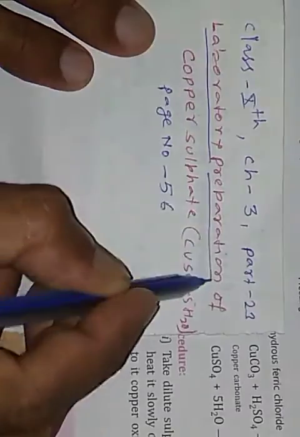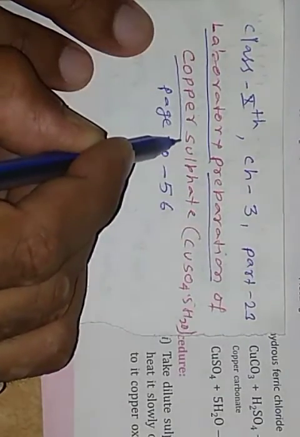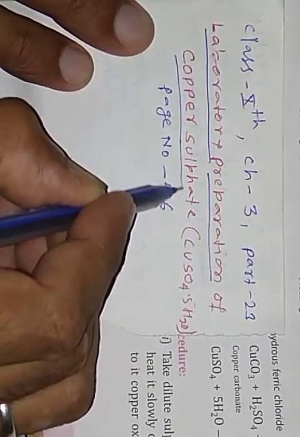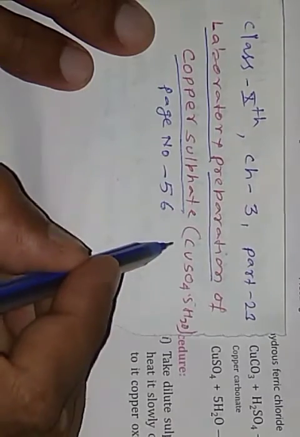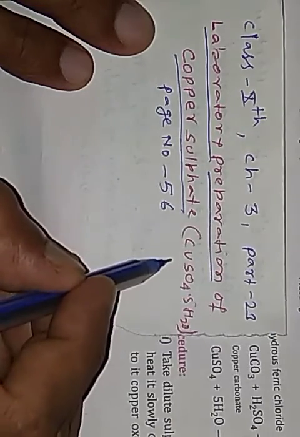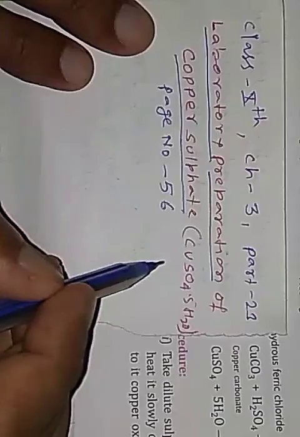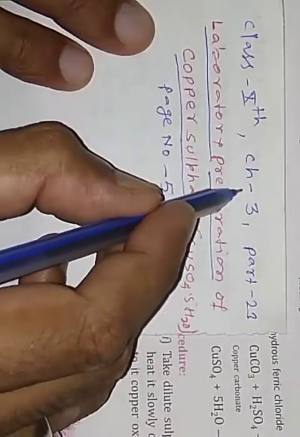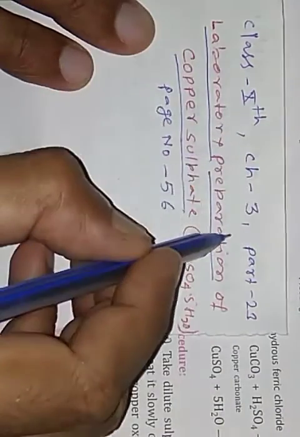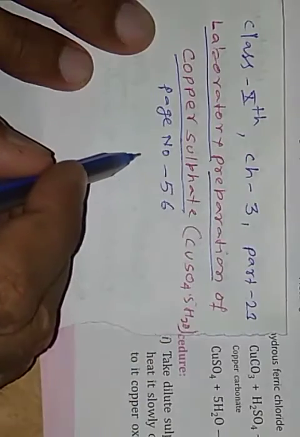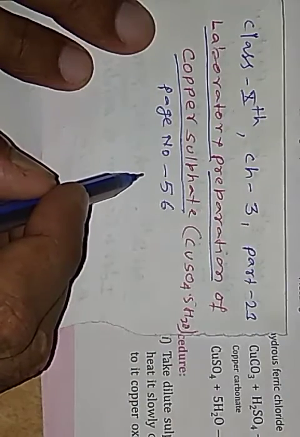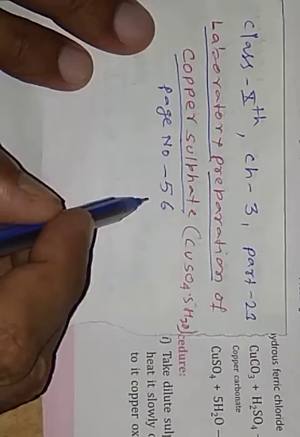Laboratory preparation of copper sulfate pentahydrate, CuSO4.5H2O. It is also called the blue vitriol. Now this topic is from chapter 3 of class 10th in subject chemistry. Let's open your book of chemistry and come on the page number 56.